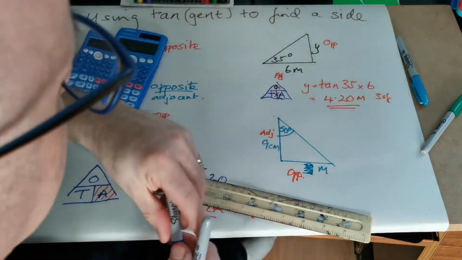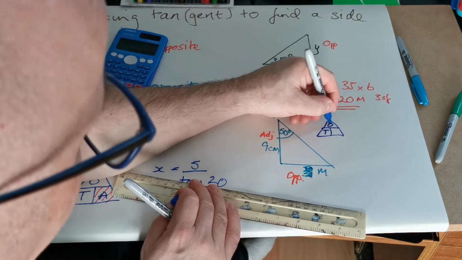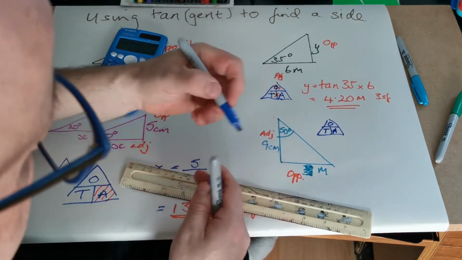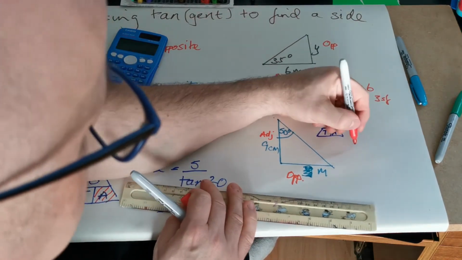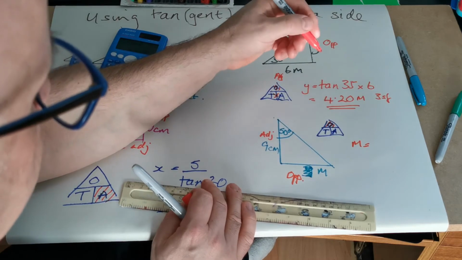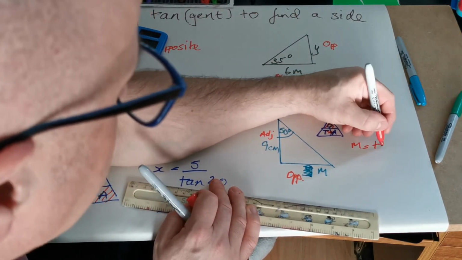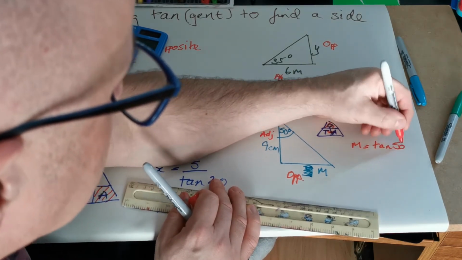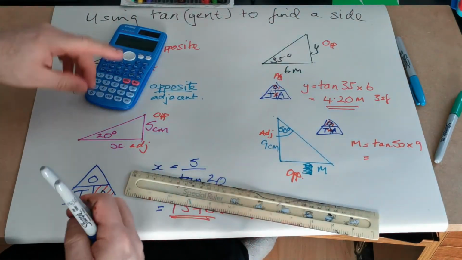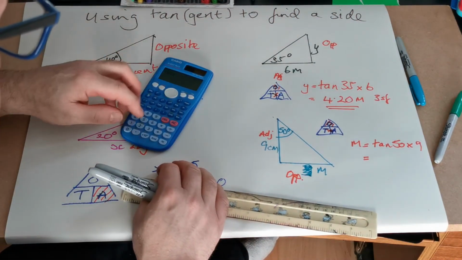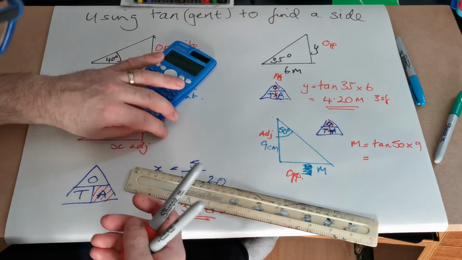So if I draw my algebra triangle, my TOA triangle, I'm finding the opposite, so that's what I need to cover over. So my opposite M is equal to, these are on the same level, so the times in tan 50, that's what my T represents, times 9. Tan 50, close bracket, times 9 is equal to 10.7.